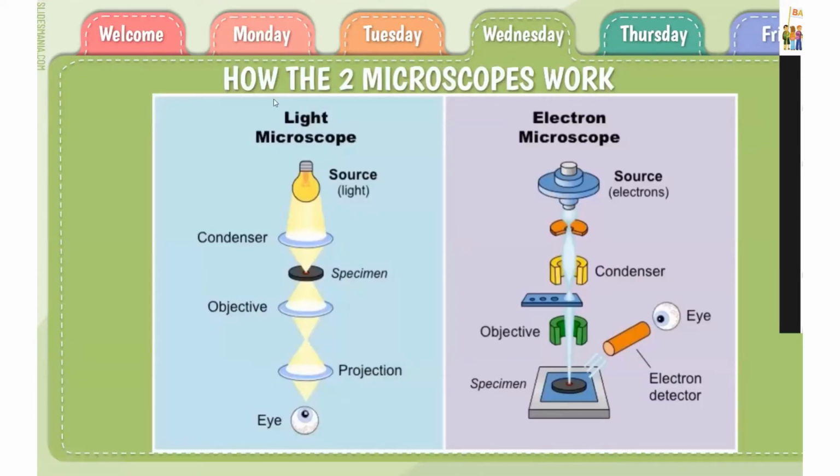Here is the thing, how do the 2 microscopes work? In light microscope, okay, this is a simple picture. The source of the light is obviously a light, a bulb, sunlight, any source. But over here, the source of light is electrons, okay? You will learn about electrons in future, or maybe you have heard about electrons in physics class. Electrons, protons, neutrons, no? Okay, but electrons.